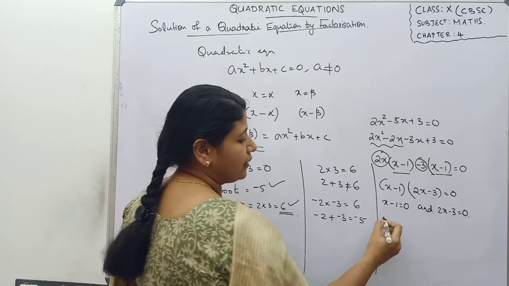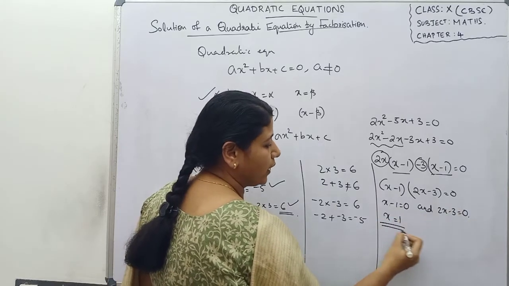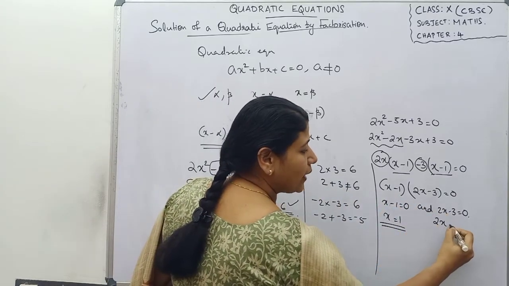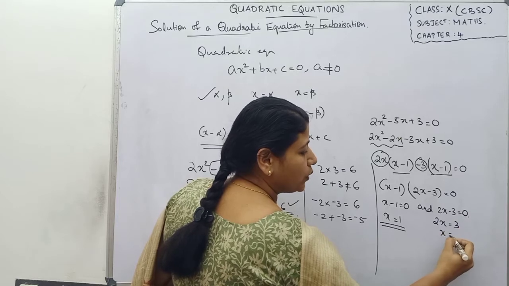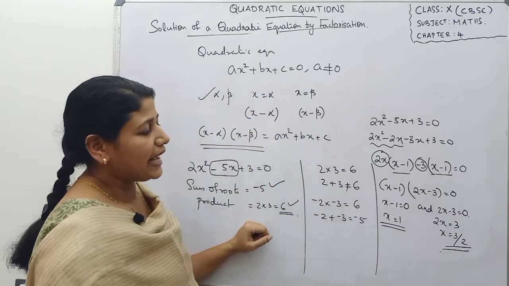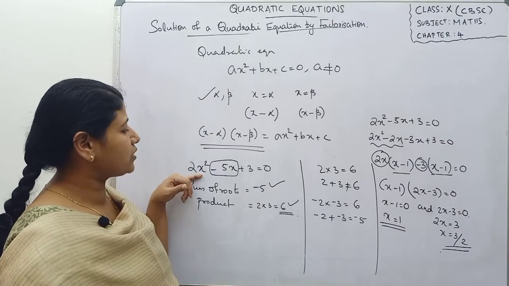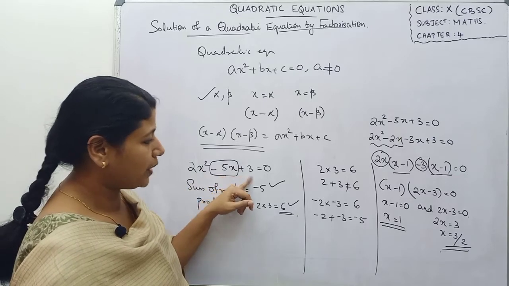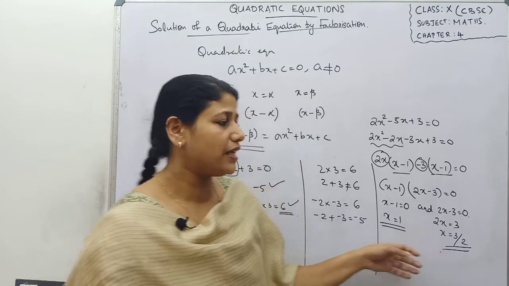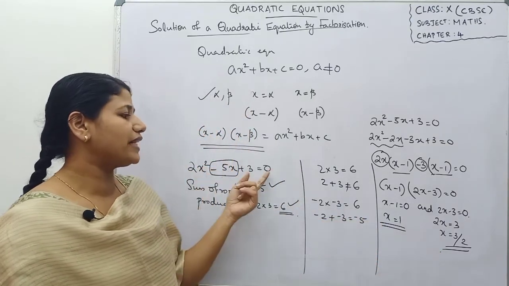Isn't it? So we can write x equal to, this negative 1 can be taken to that side, it will be x equal to 1. So the first root is x equal to 1. What about this one? This is 2x equal to 3 and x equal to 3 by 2. So your roots are x equal to 1 and x equal to 3 by 2. So the solution of this 2x square minus 5x plus 3 equal to 0 means x equal to 1 and x equal to 3 by 2. What is the meaning? If you are substituting the value x equal to 1 in this equation, you will get 0.